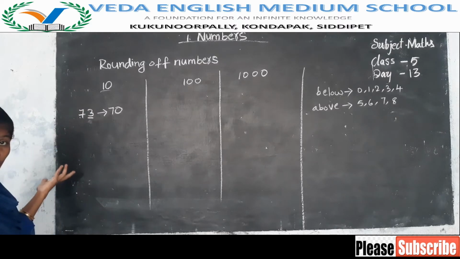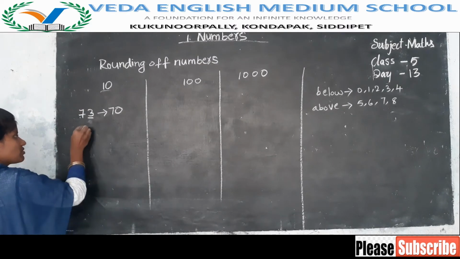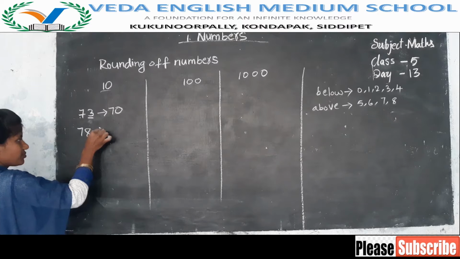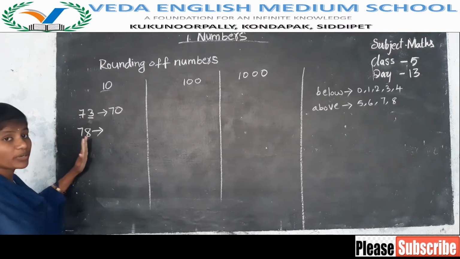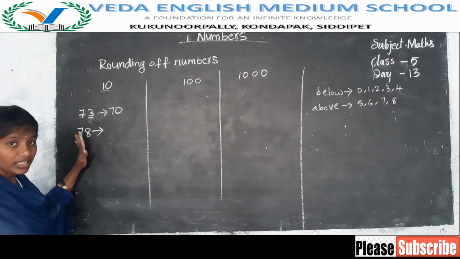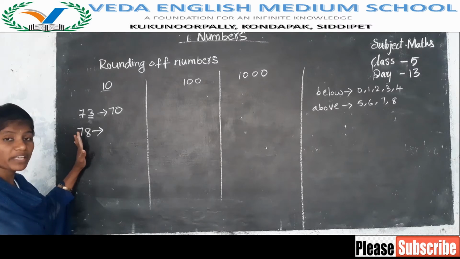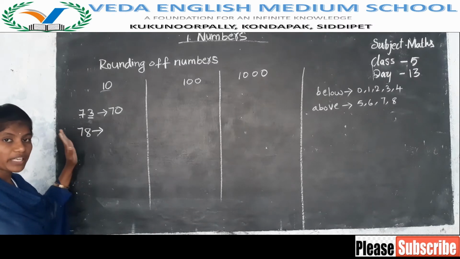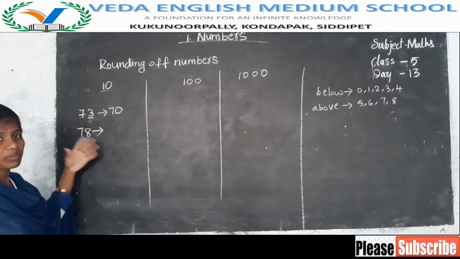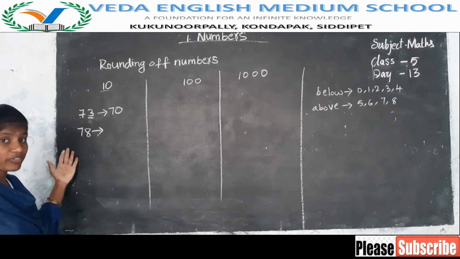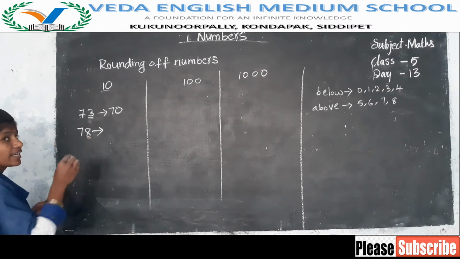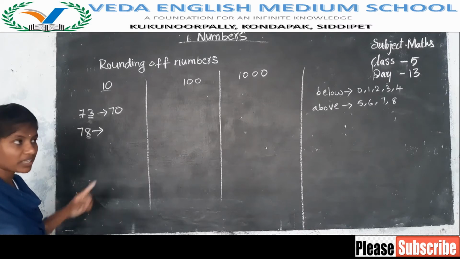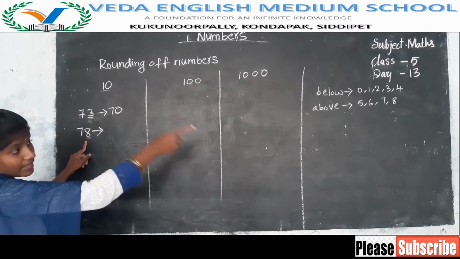If the number is above, what do you have to do? For above numbers, we will take 78. Here also, round the following number to the nearest tens. Since they are asking for tens, which place value do we have to check? The place value before tens is ones. What is the ones place here? 8. Is 8 above 5 or below 5? Oh, 8 is an above 5 number.